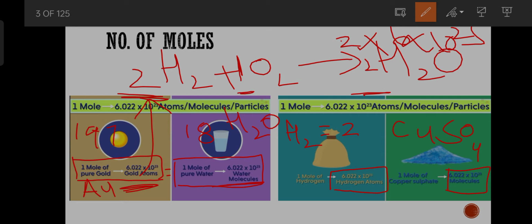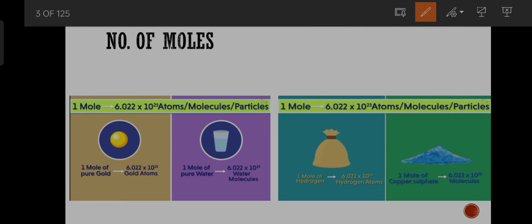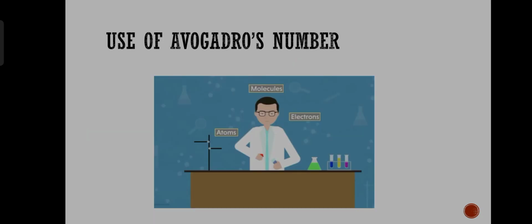Right? So according to this example, 2 moles of hydrogen will react with 1 mole of oxygen to produce 2 moles of water. And you know about mole. How can you define mole? Mole is the amount of any substance that contains the same number of atoms, molecules or particles as there are atoms in 12 gram of carbon 12. Okay?